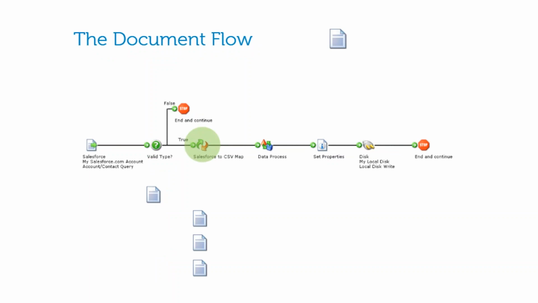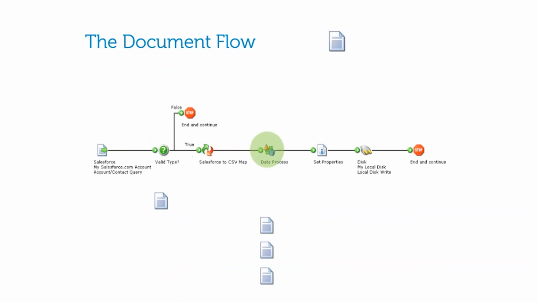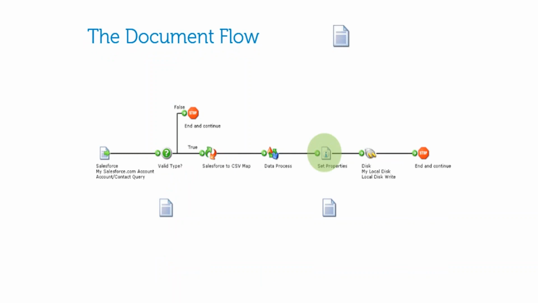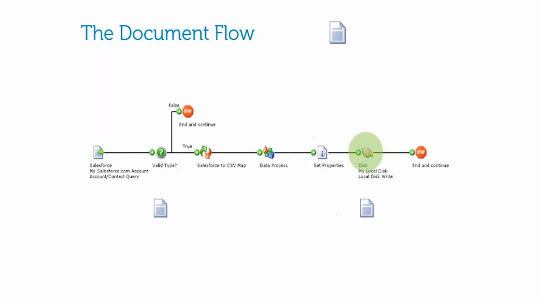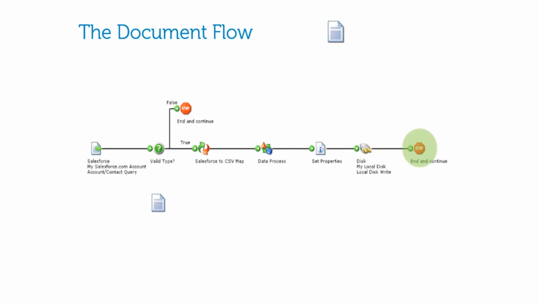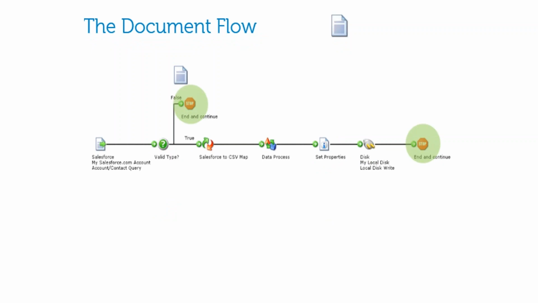In the map I'm converting, Salesforce obviously gives you the data as XML, so I'm converting XML to CSV in the map. Data process is where I combine all the 3 into a single document. And here I am giving a name to it and loading into disk. This is how the document flow works. And the one that has failed will go to the false path. Clear?